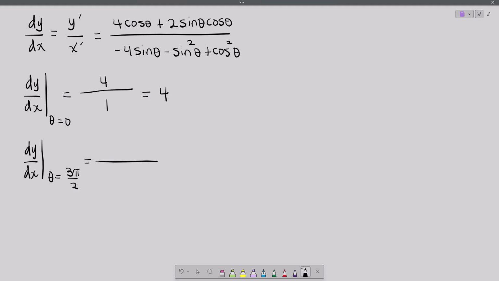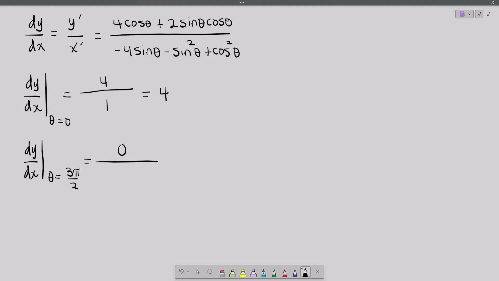Three pi over 2 here, cosine of 3 pi over 2 is 0, so the numerator is 0. Let's see about the denominator. Cosine of 3 pi over 2 is 0 again, so that's gone.